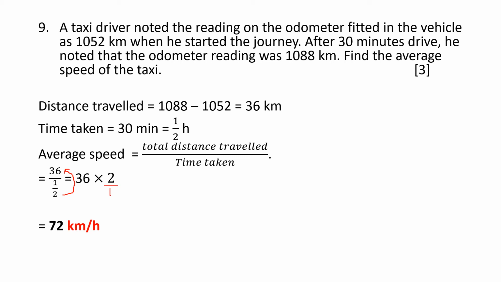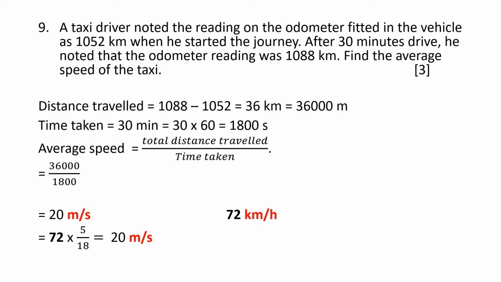Now we have done the same numerical in meter per second. Yes, nothing is changed here. The 36 kilometer which we had got, I converted into meter. So 36 kilometer is 36,000 meter, and time I have taken in seconds. So 30 minutes is 30 into 60 equal to 1800 seconds. Formula for average speed I have put, total distance traveled upon total time taken. So it is 36000 upon 1800. So you get 20 meter per second.